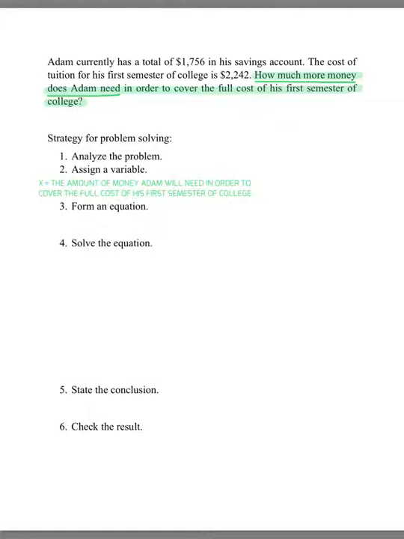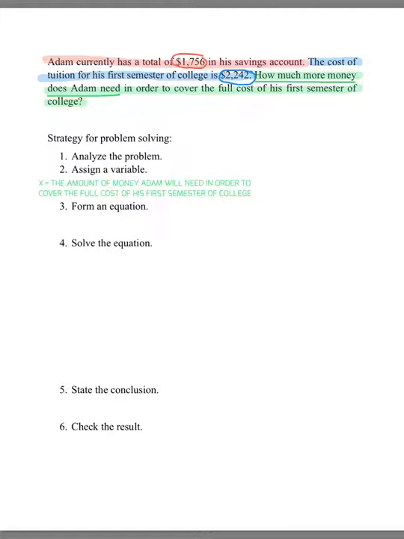Well, we know that Adam currently has a total of $1,756 in his savings account. So that's going to be a key thing, knowing that number. So 1,756, go ahead and circle that. And then let's see what else we know. Well, we know that the cost of tuition for his first semester of college is $2,242. So we have two values, and what we want to find is the value x. So actually, we already have all the information that we need. So let's go ahead and form an equation.